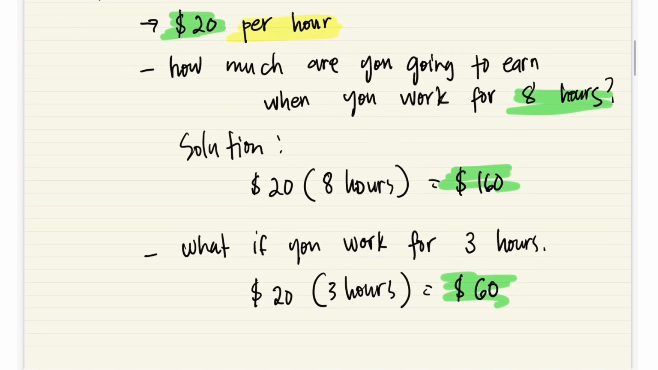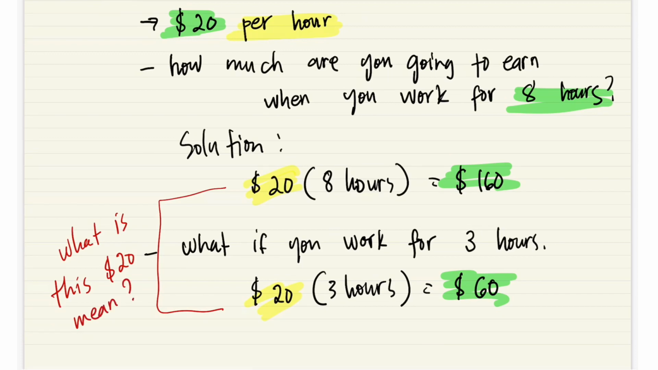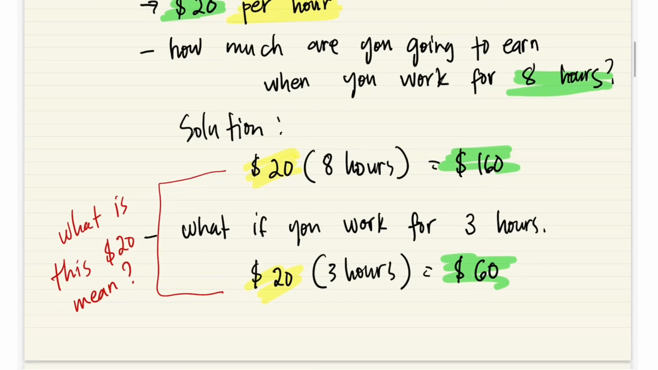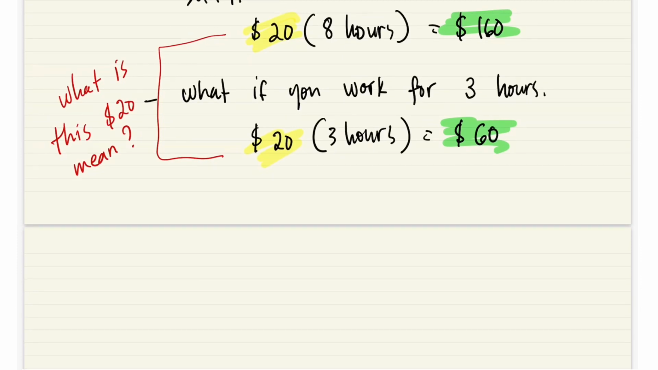But then the question is, what do we call 20 here? What does this $20 mean? $20 stands for the constant of proportionality.